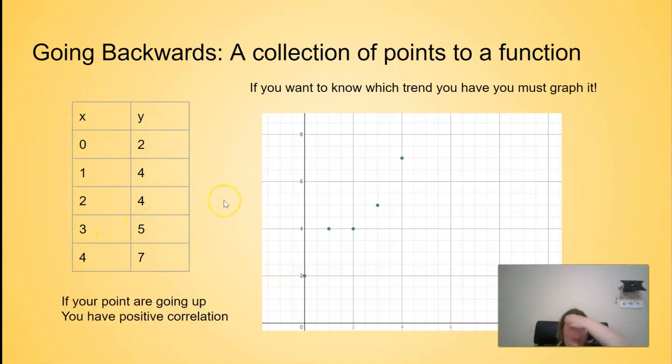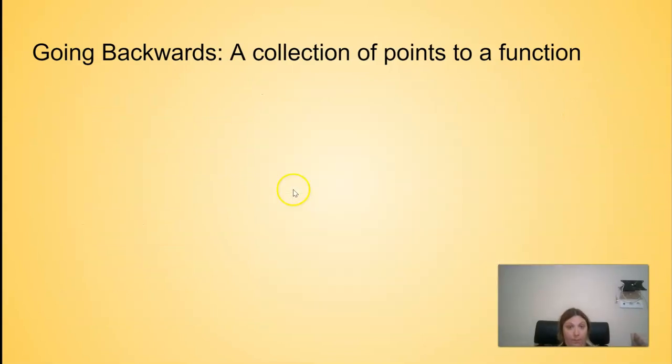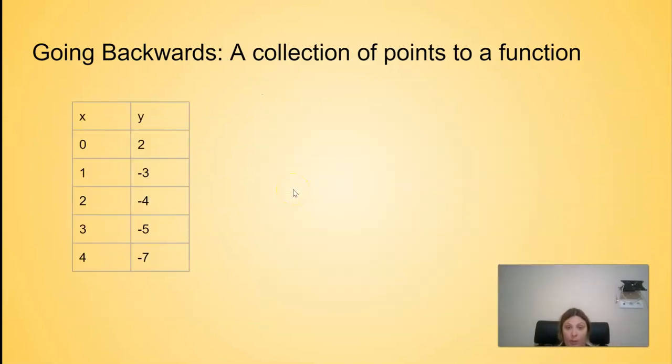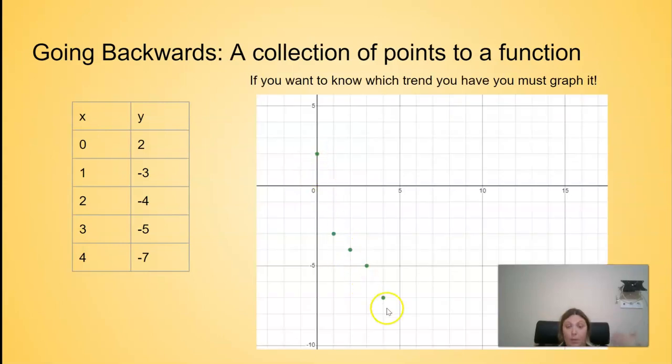So here's the deal. If you see the trend of your points going up, that means you have a positive correlation. Now, here's another set of numbers. But this time they seem to be going down. If your points are going down, you guessed it, you have a negative correlation.